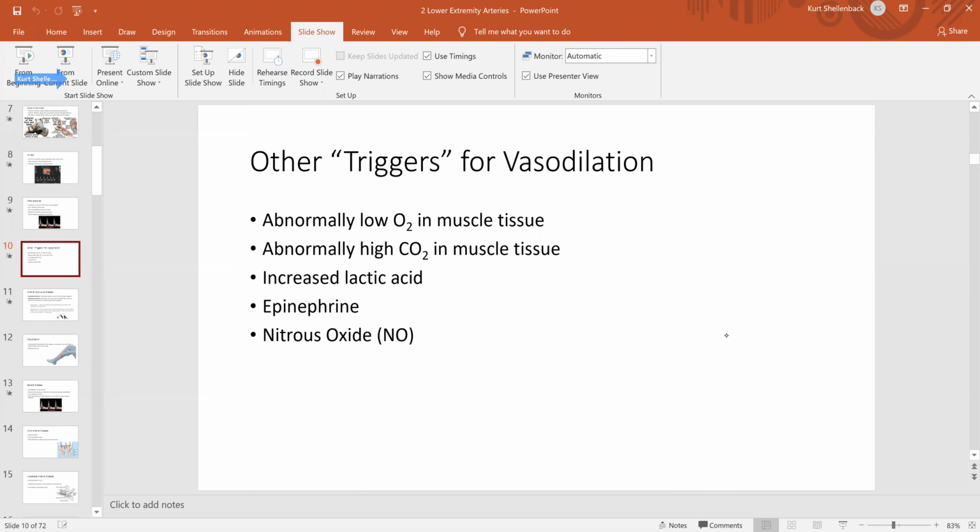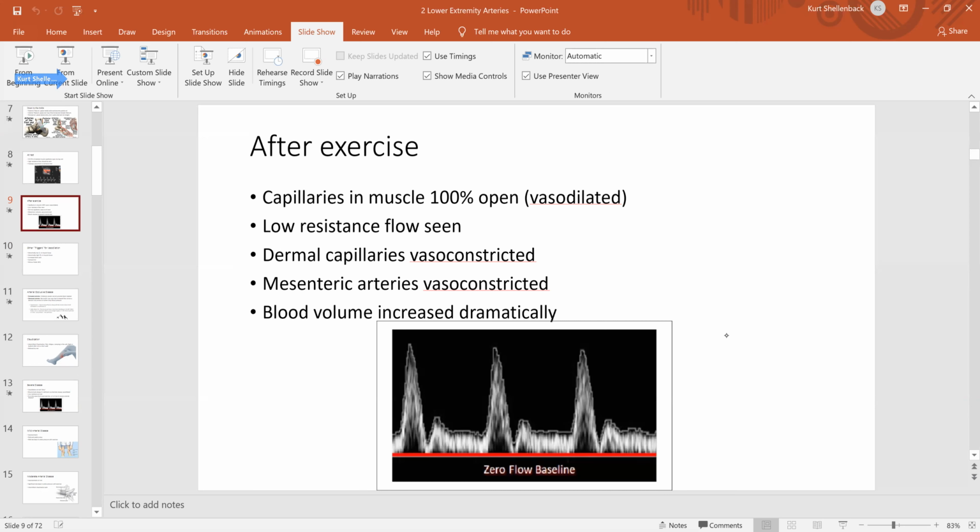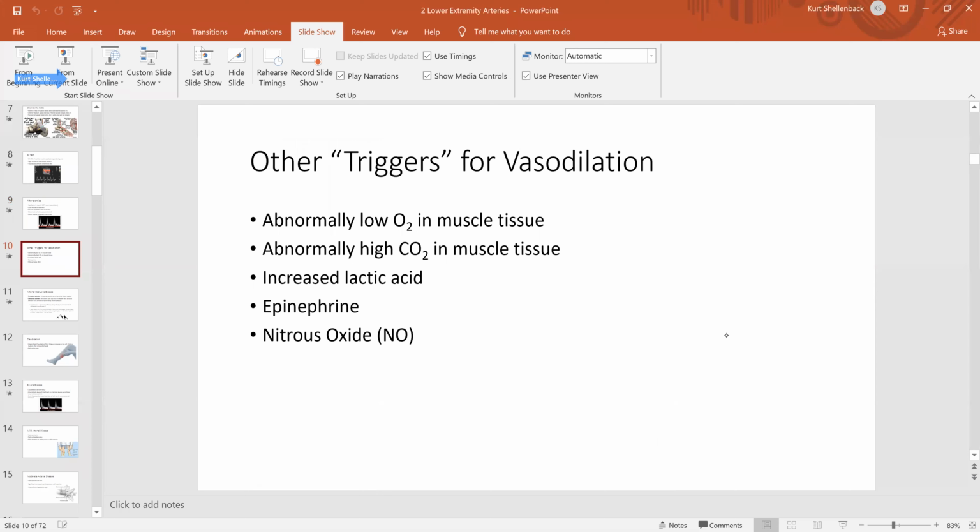Other triggers for vasodilation, this is vasodilation. We could say this is no longer a high resistance. I mean, it's kind of high resistance, but it's not nearly as high resistance as the previous. Other triggers for vasodilation, open up the vessels, let all the blood in: abnormally low O2 in muscle tissue, we're going to come around to that again; abnormally high CO2 in tissue; increased lactic acid; epinephrine, the hormone; and nitric oxide.